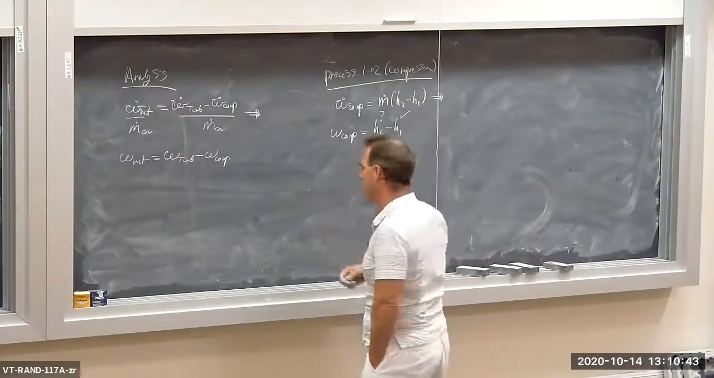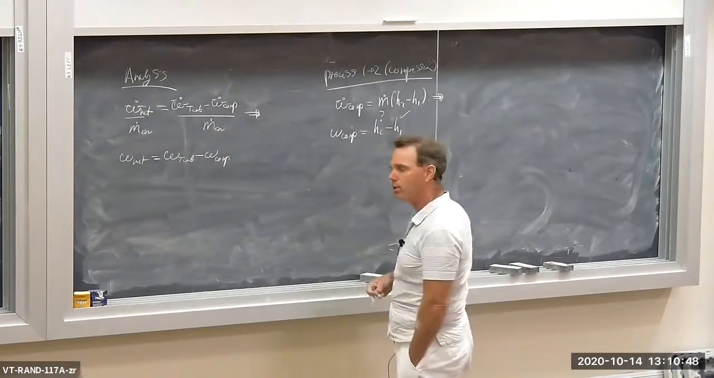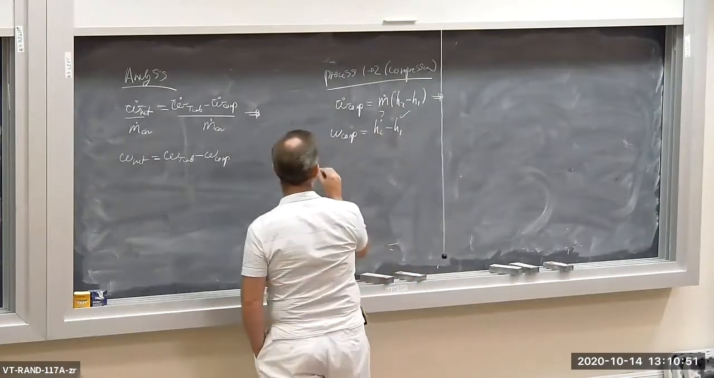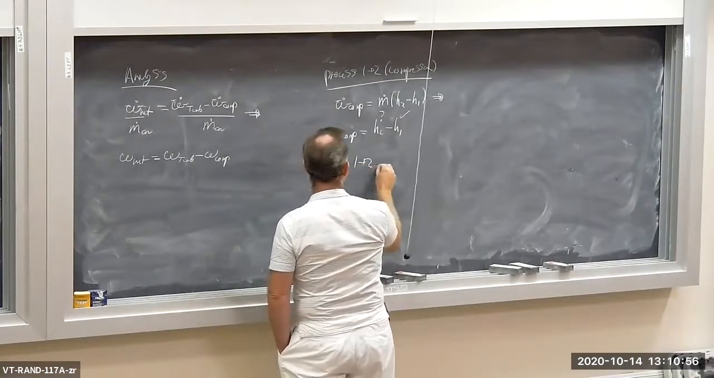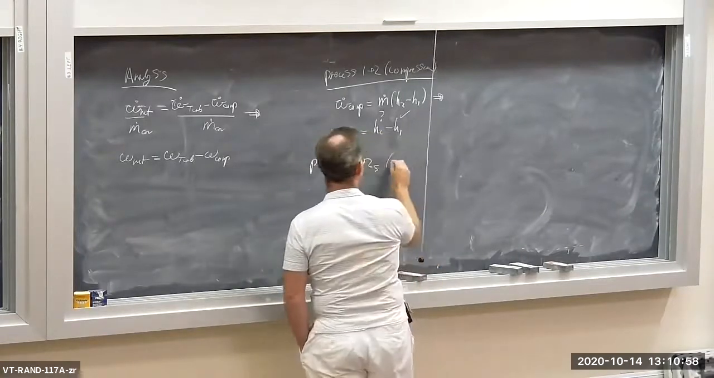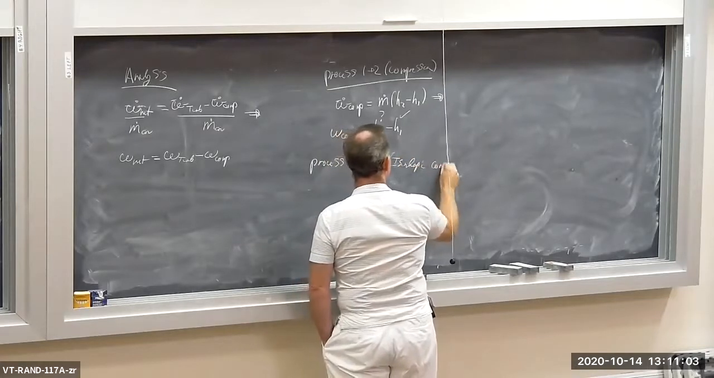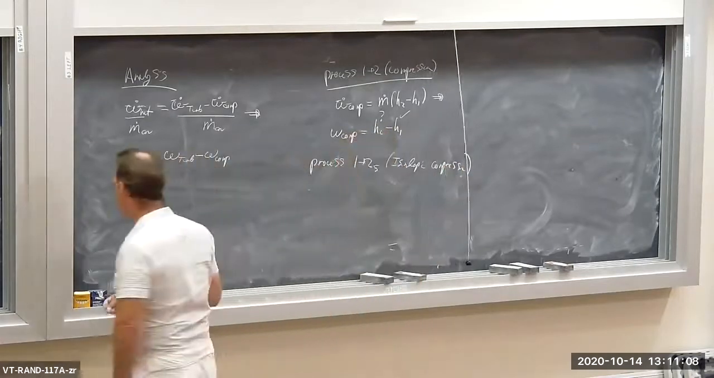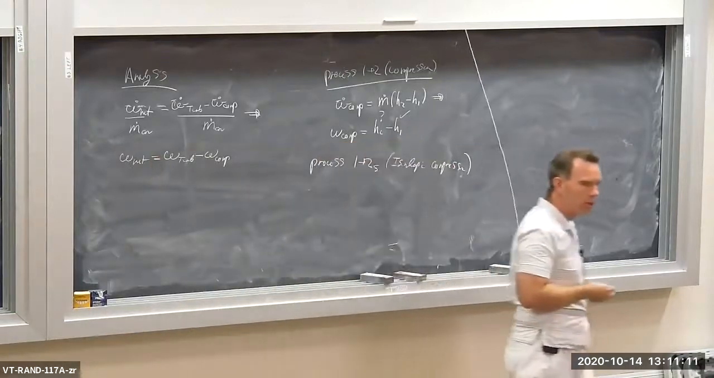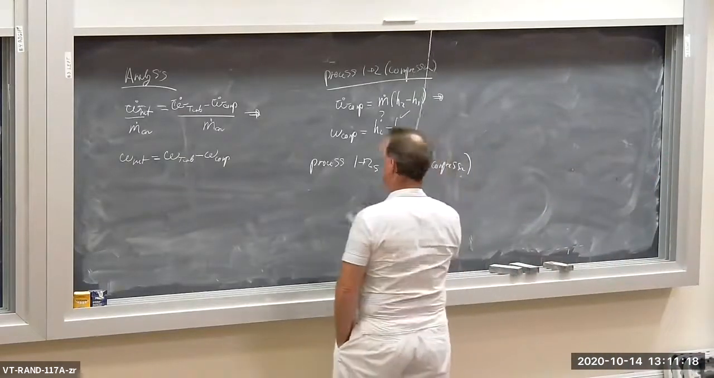Let's do the following instead. Instead of looking at process 1 to 2, let's look at process 1 to 2 sub S. This is the isentropic compression process. Let's look at 1 to 2 sub S. Now, why would I be interested in looking at 1 to 2 sub S? In other words, the reversible compressor? Because this isn't going to help me, but this will.